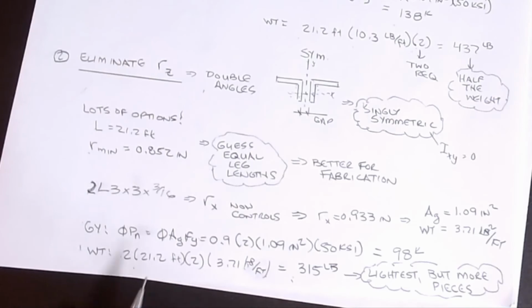The downside is that you clearly have more pieces. So in theory it would take longer to install it, but it is more efficient cost-wise, and you get big savings in this. So this becomes a very common trick, to do these double angle bracing patterns, all because of a serviceability requirement of L over R less than 300. And so that's kind of what we're looking at.